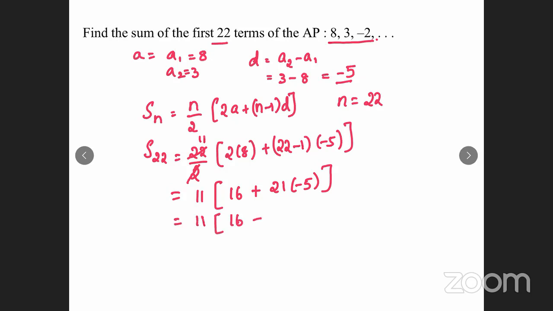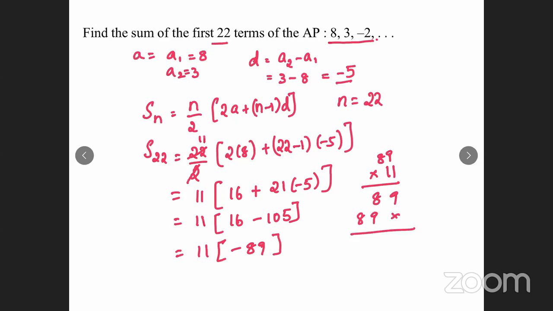What is the value of 16 minus 105? 11 times of minus 89. So what is the value of 11 times minus 89? So 89 times 11, that is 979. That is minus 979 is the sum of first 22 terms of an AP, that is 8, 3, minus 2, and so on. So I hope sum of n terms everybody understood this concept.